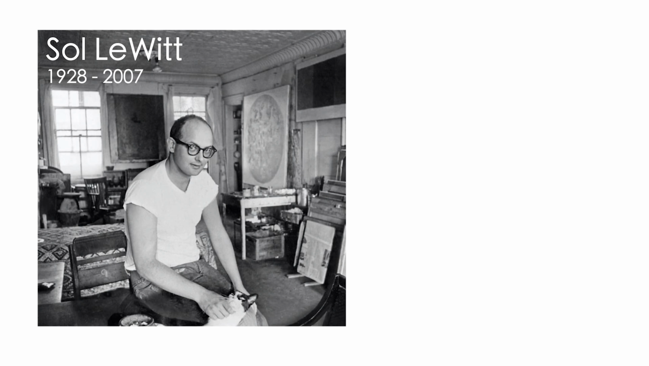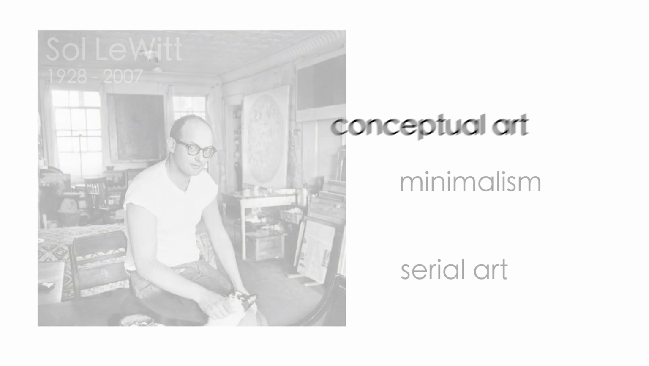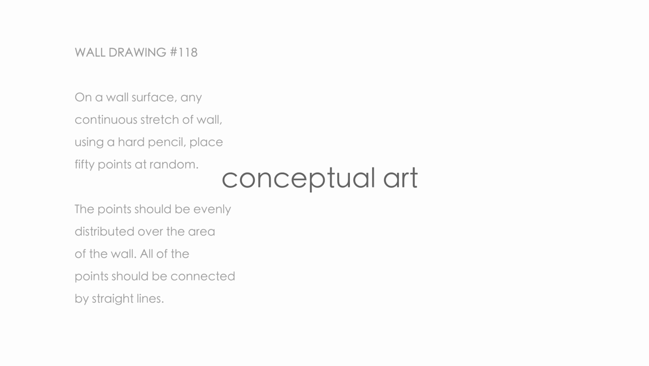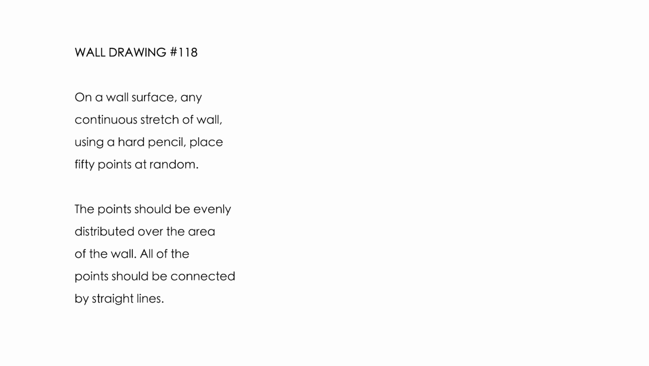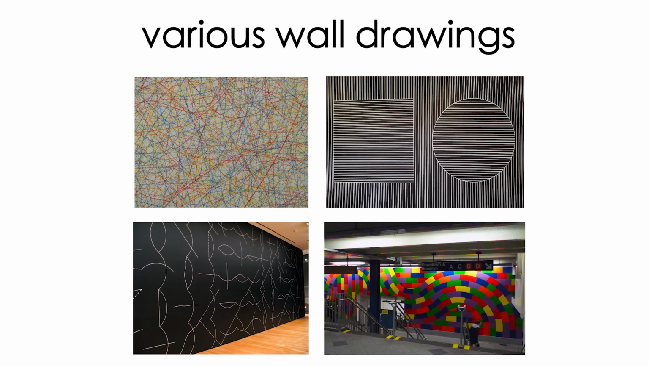LeWitt was a modern artist associated with conceptual art, minimalism, and serial art. The core idea of conceptual art can be seen in LeWitt's series of wall drawings. LeWitt would provide a set of instructions for how a wall should be drawn or painted on. In this case, wall drawing number 118, he specifies a drawing with 50 points, all connected by lines. Trained installers would then follow these instructions to produce the actual piece on the walls of galleries and museums. Like a musician writing a score to be performed by others, LeWitt's instructions emphasize the conceptual nature of the resulting work. It's the idea of the piece that is the true product of the artist.